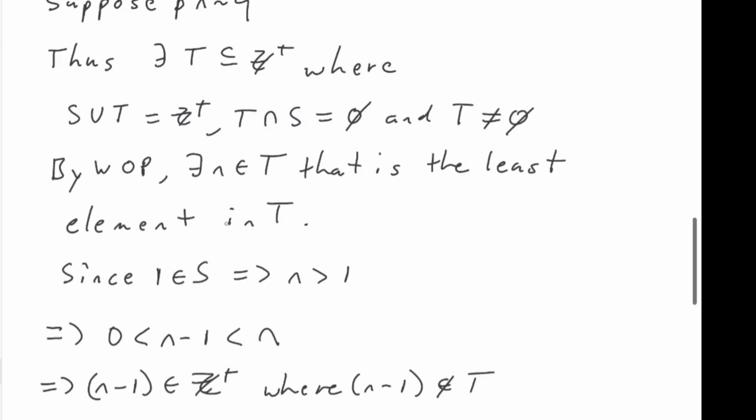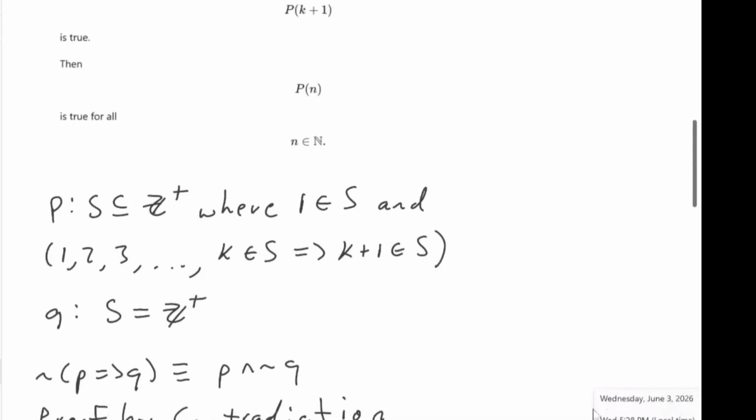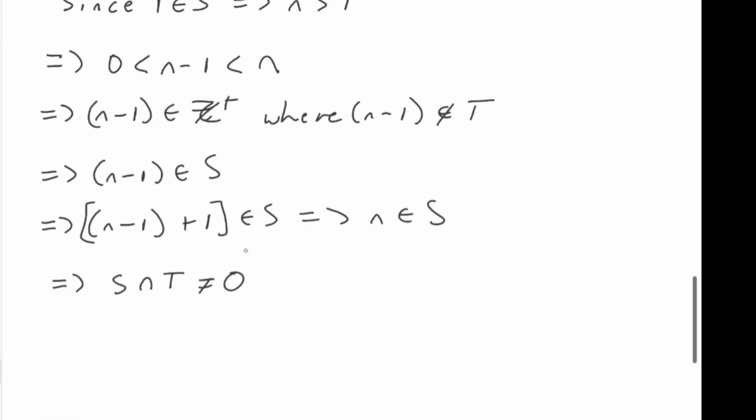But we know S intersection T must be empty, right? Because that's the way we designed it. Because if S isn't the whole set of positive integers, that means there exists a subset T that has everything else, right? So S intersection T is not empty. And this is our contradiction.